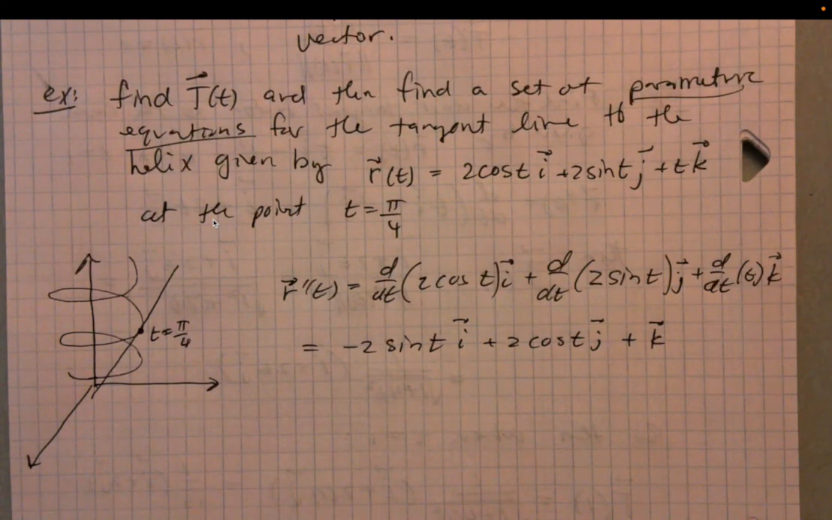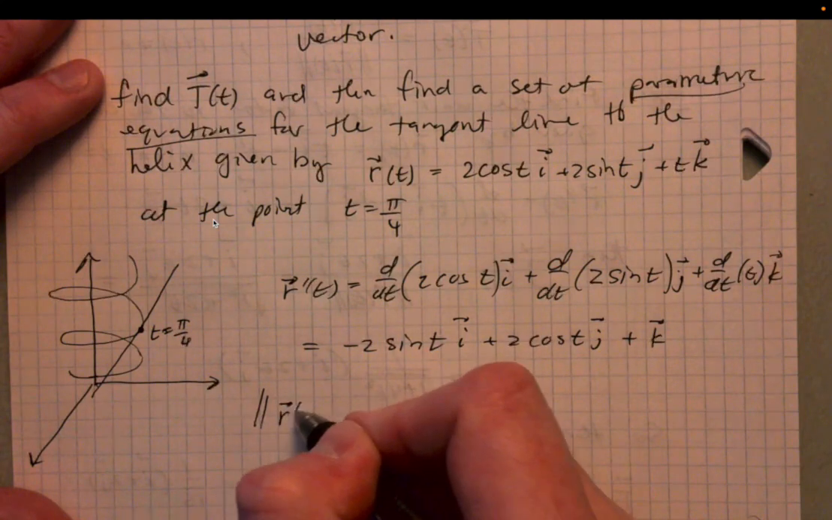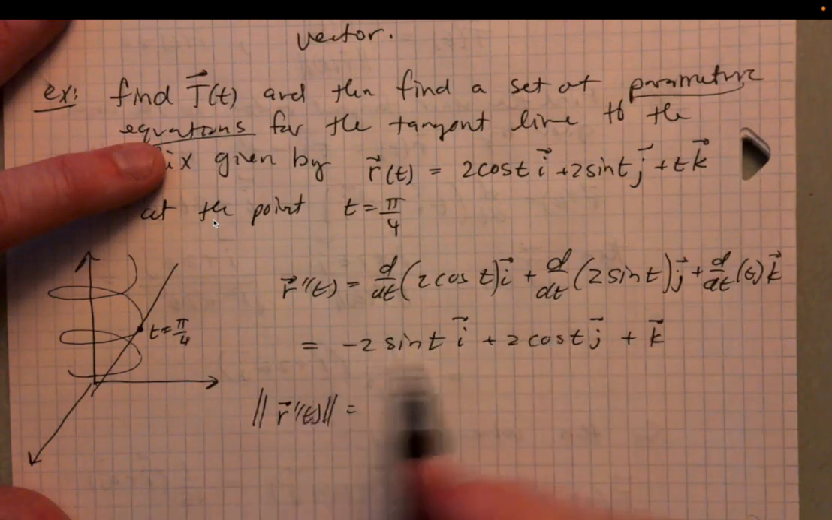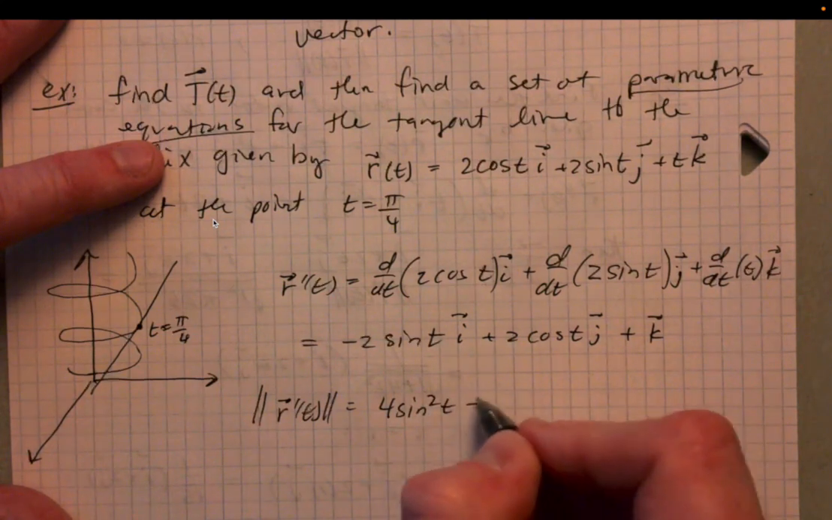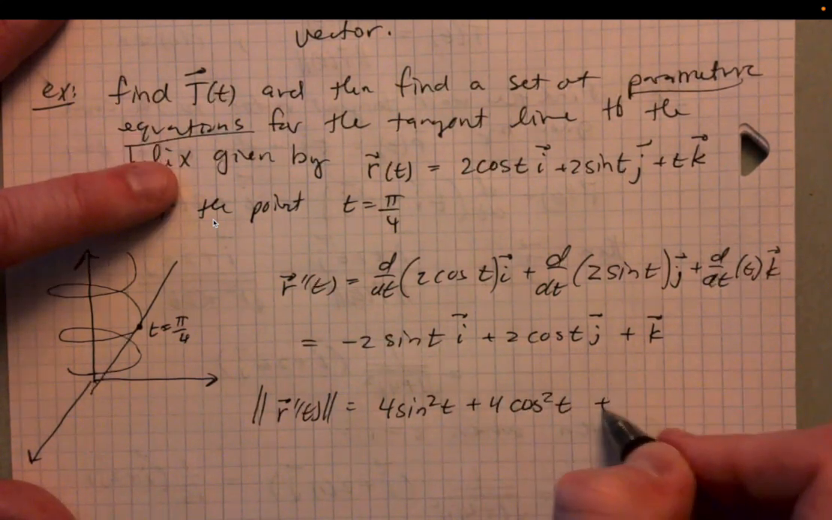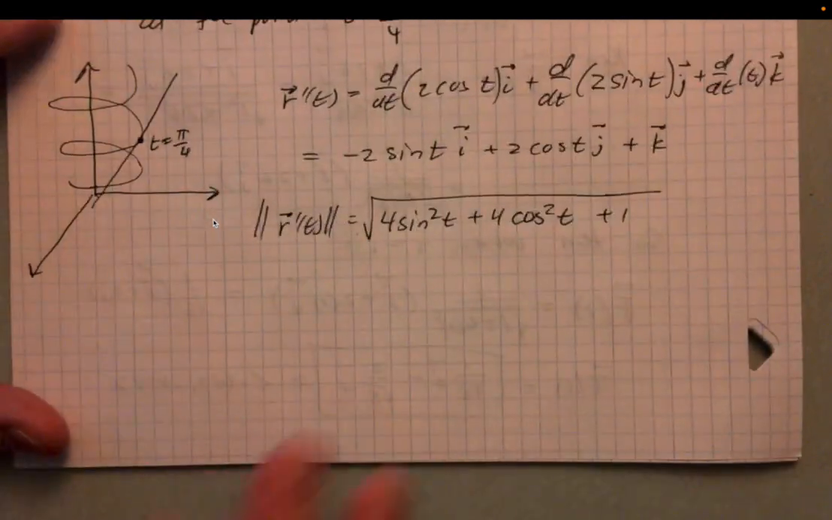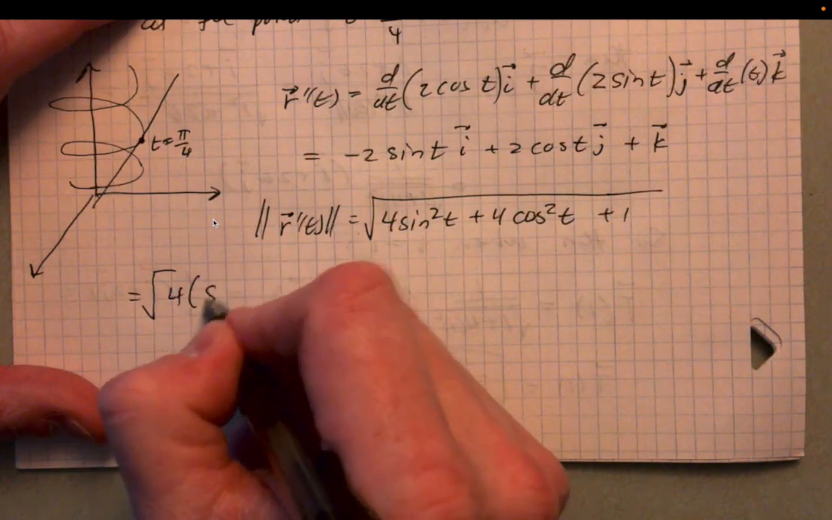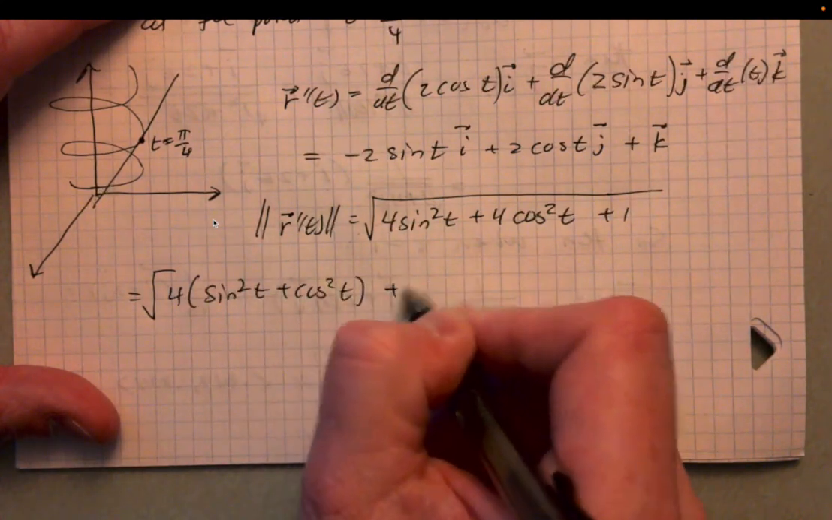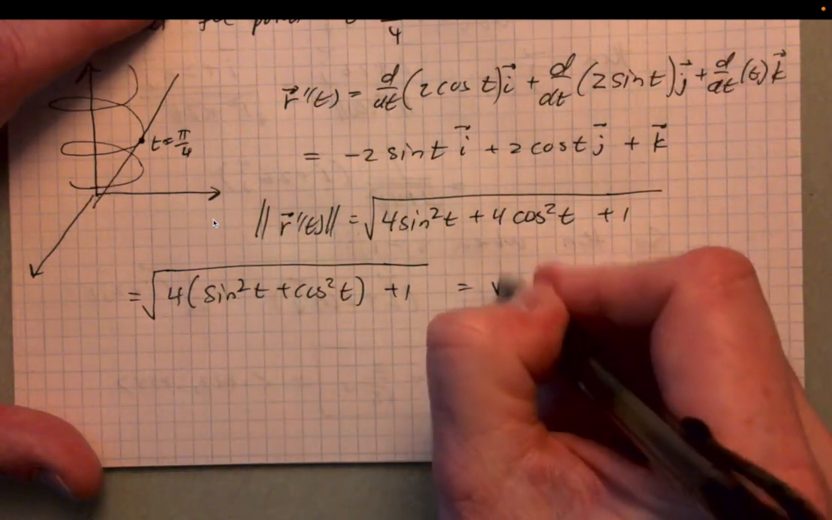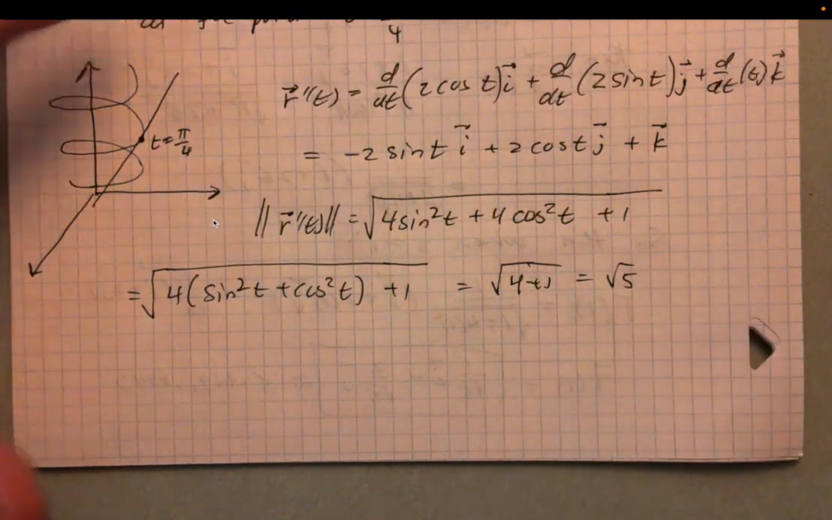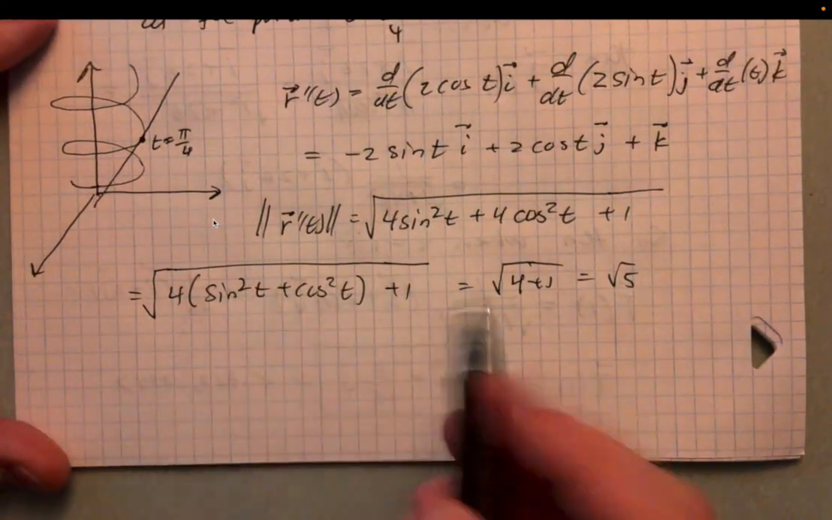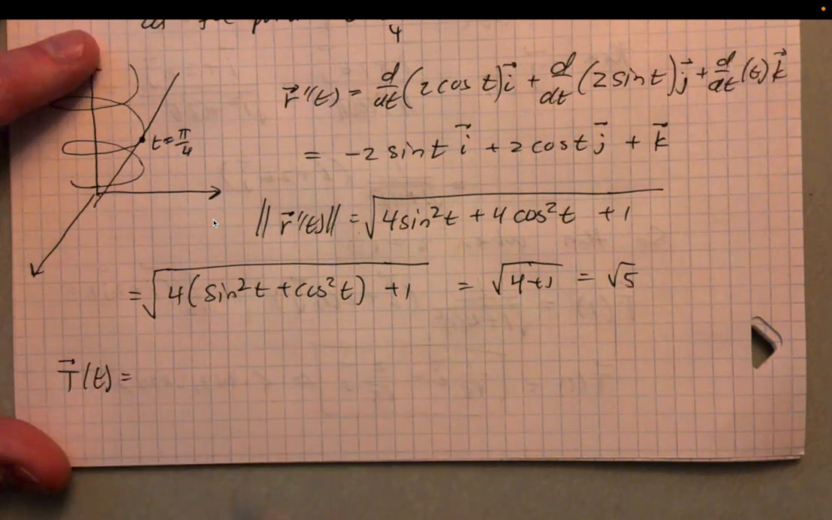Next we'll need the norm of the derivative function. That's going to be basically square that plus square that plus square that. So it'll be the square root of 4 sine squared t plus 4 cos squared t plus 1. This is nice because this is equal to 4 times sine squared t plus cos squared t, plus 1, and that, of course, is 1. So this is the square root of 4 plus 1, which is the square root of 5. And then we can get to the unit tangent vector by dividing the derivative by its norm.